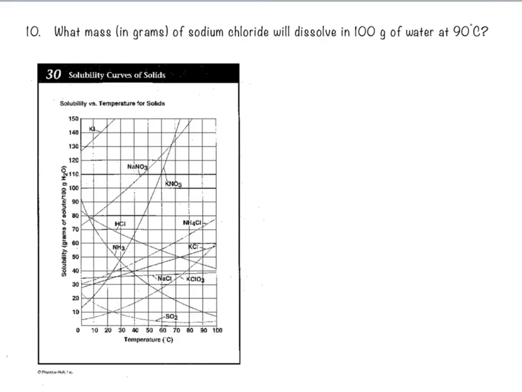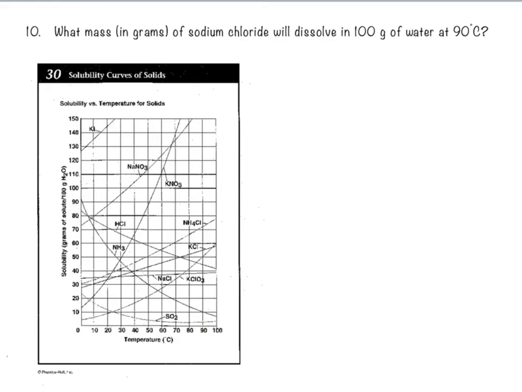Okay, so basically the next 5 problems deal with reading a solubility graph. Your numbers may fluctuate if you use another table from your textbook. This one is asking for the mass in grams of sodium chloride that will dissolve in 100 grams of water at 90 degrees Celsius. No matter where you get the information, the numbers will be somewhat close. They might not be exact, but this is just an exercise in reading graphs.